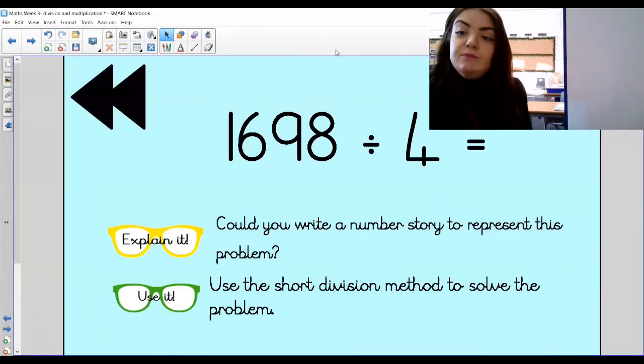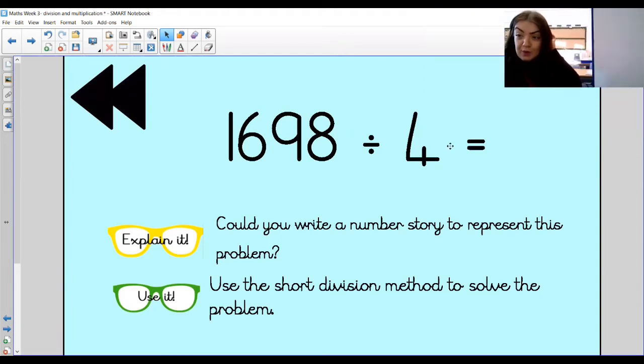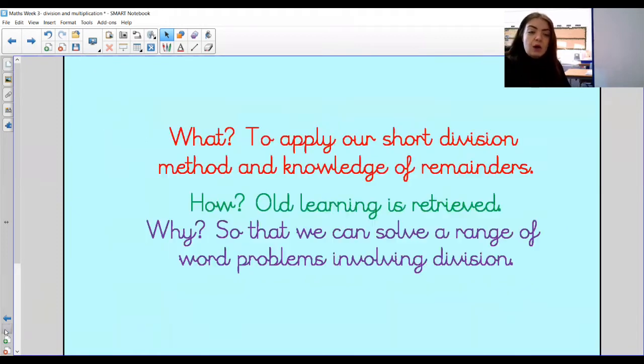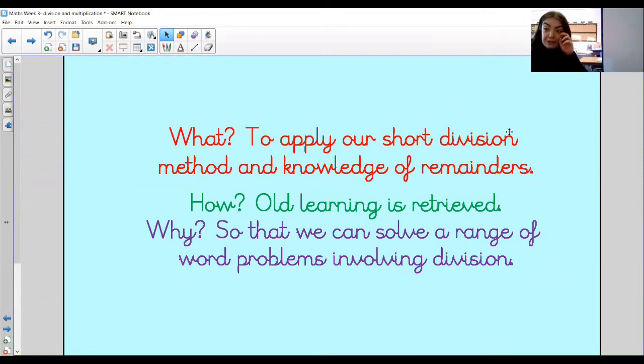Fabulous. So I'm hoping that's helped you to rewind your learning from the last few days. Now I've seen that you've all been doing super, super well with this method, and it's making me very, very happy. So today we are now going to be applying this method, because we're all confident at using this method now, and your knowledge of remainders to solve a range of word problems involving division. Okay, because as we say, it's not always going to be an easy peasy number sentence that you are going to be expected to answer.